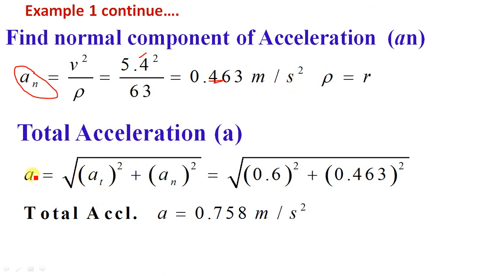Substituting an in this equation, since at is known to us, substitute this value of an over here. So you will get the total acceleration as 0.758 meter per second square. So, simple problem. Now we are going to move towards our second problem.